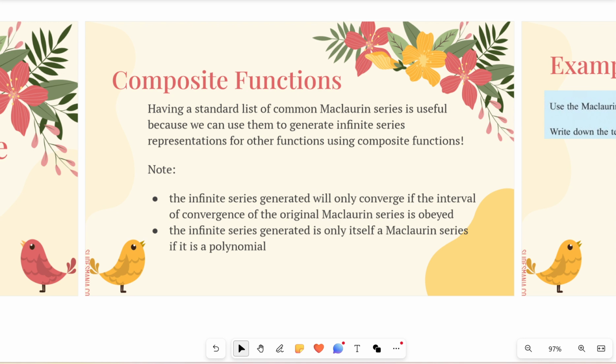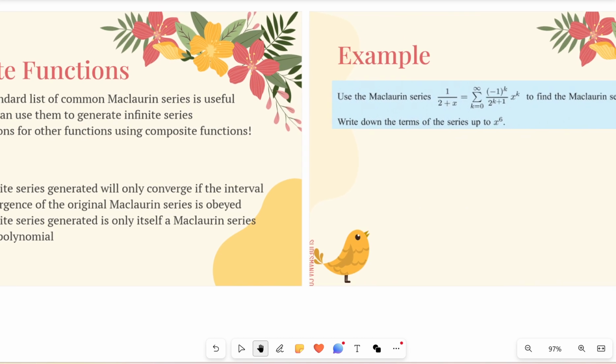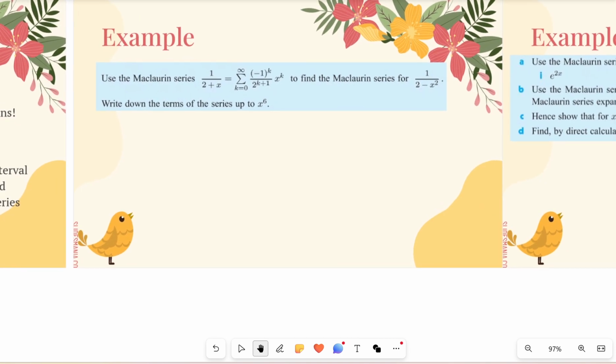Now just a note, we talked about convergence previously. An infinite series will only converge if the interval of convergence of the original Maclaurin series is obeyed, and then an infinite series generated is only itself a Maclaurin series if it is a polynomial. So we're just going to jump right into a composition of functions.